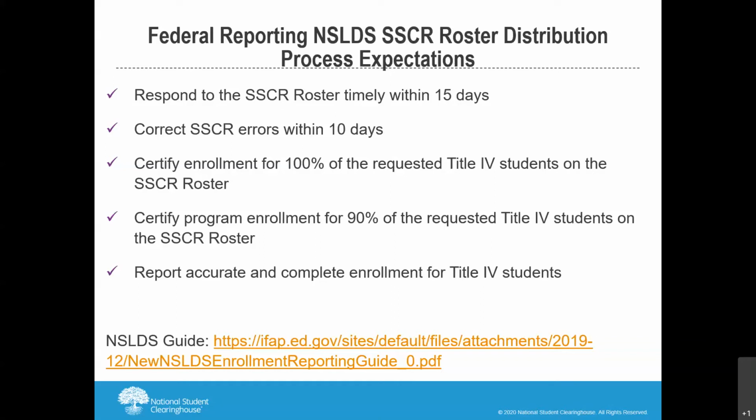This one can be a little confusing. Basically, the government has an expectation that you are consistently certifying program level enrollment for students who are enrolled in programs. So there isn't a requirement for Title IV students to be in a program. That's not a requirement at all. The requirement is that if they are in a program, that you're reporting it and that you're reporting it consistently. And then report accurate and complete enrollment for Title IV. That's a real broad stroke, overarching umbrella expectation, but that is one of the expectations.